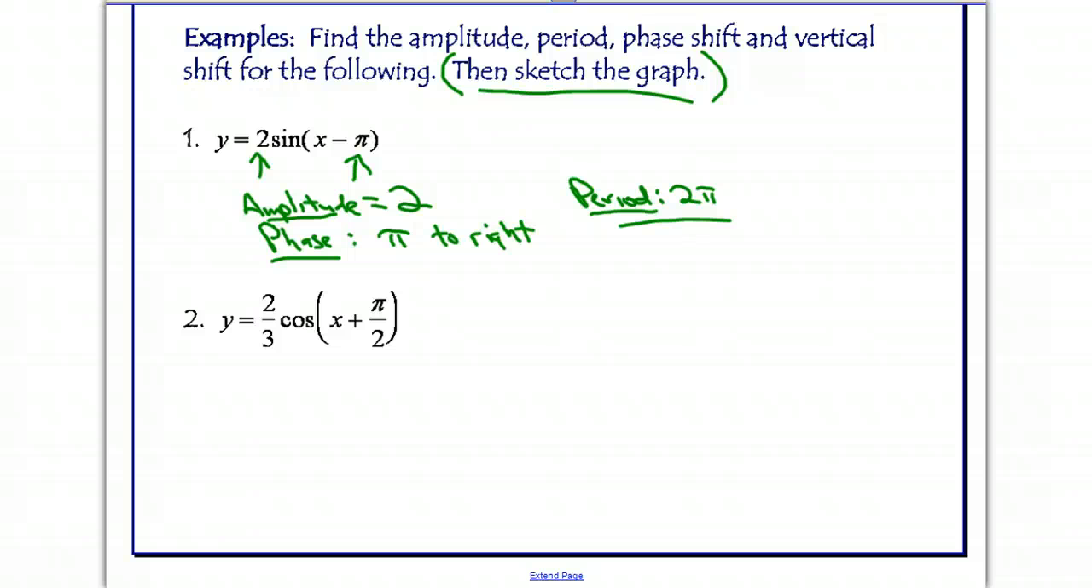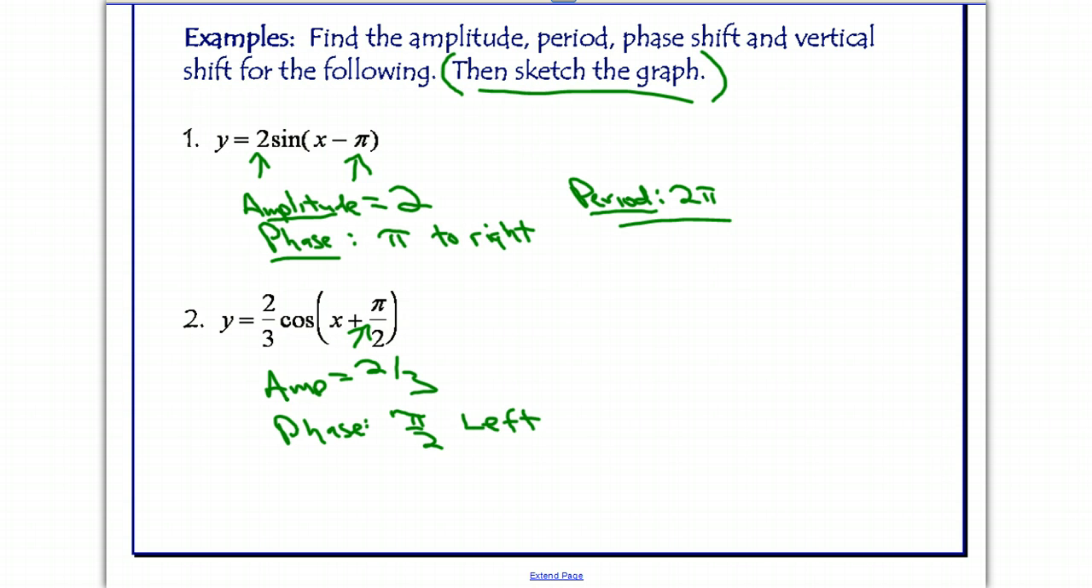All right, next one, very similar. We have a 2/3 in front. I was thinking that's the amplitude. In here with the x, we have a plus pi halves. That's our phase shift. So it's going to be pi halves. It's a plus. So we take this graph and shift it pi halves to the left. What's the period? Doesn't change. 2 pi. Vertical shift? None at this point.